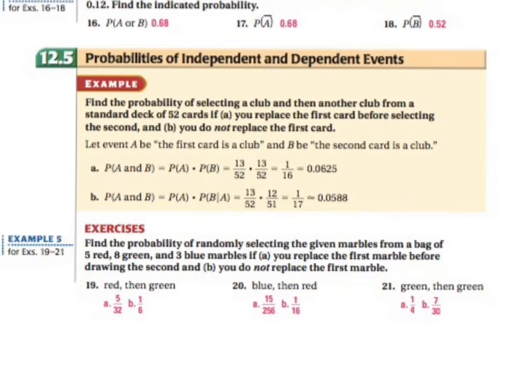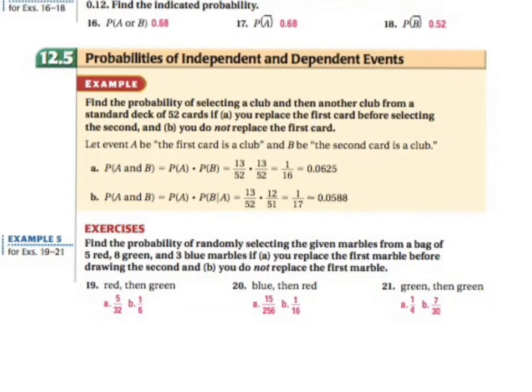Okay, 12.5. Now you're dealing with independent events. Find the probability of randomly selecting the given marbles from a bag of 5 red, 8 green, and 3 blue marbles, if A, you replace, and B, you do not. So replacement is what, independent or dependent? If you replace the marble, it's independent. If you don't replace it, then it's dependent, right? The first one's going to affect the second one.